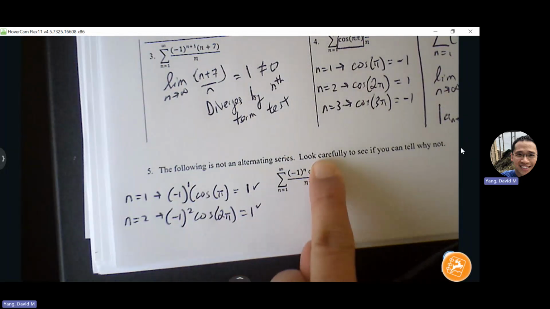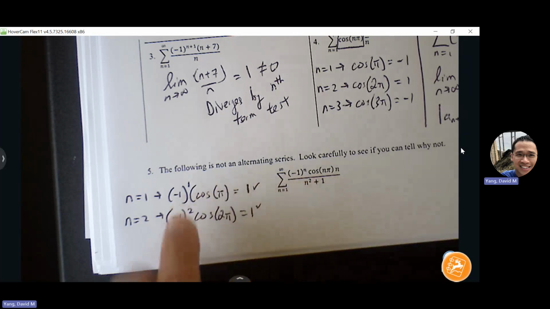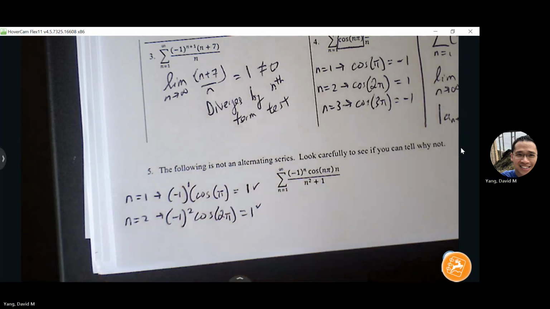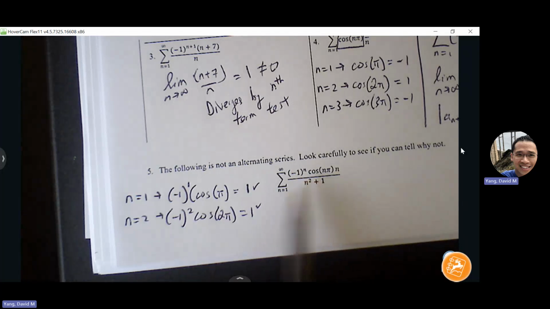If it was by itself, it would be an alternator, but 2 alternators next to each other may cancel out. So just be careful, right? I think the best way to handle these problems is to go through a couple of checks to see what the pattern actually is. Let's not make assumptions if something looks a little complicated. So really, there is no alternator. It's really just n over n squared plus 1.